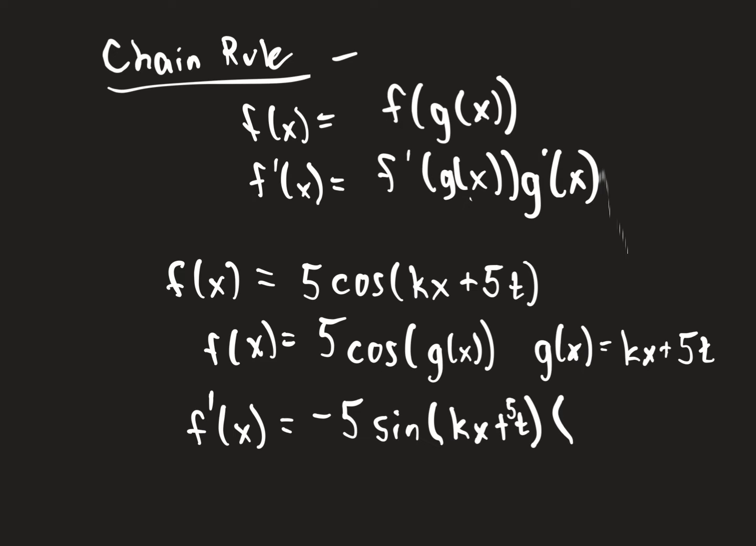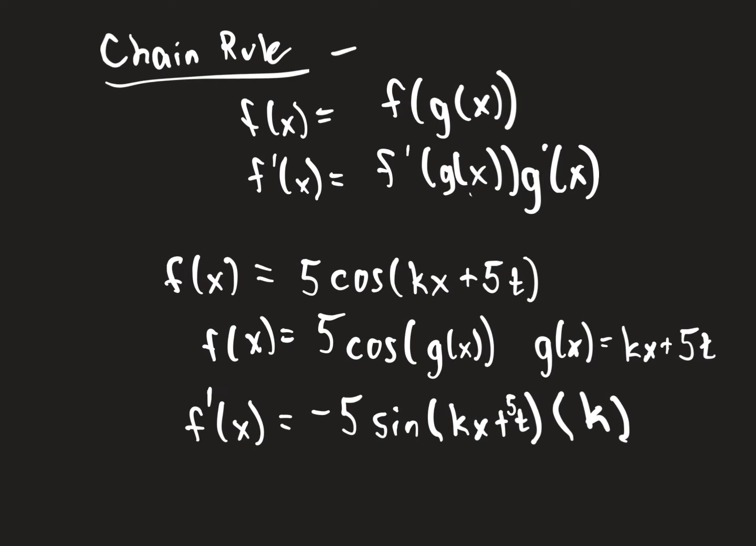Okay, so what's the derivative of kx plus 5t? Is it plus k plus 5? Why not k plus 5? I see a 5t. It's not x. Only a function of x. x's are the only ones that matter. So there's my derivative using the chain rule. Don't forget to take the derivative of whatever is on the inside of your nested function. Okay, chain rule. Any questions on the chain rule? Nope. Okay.